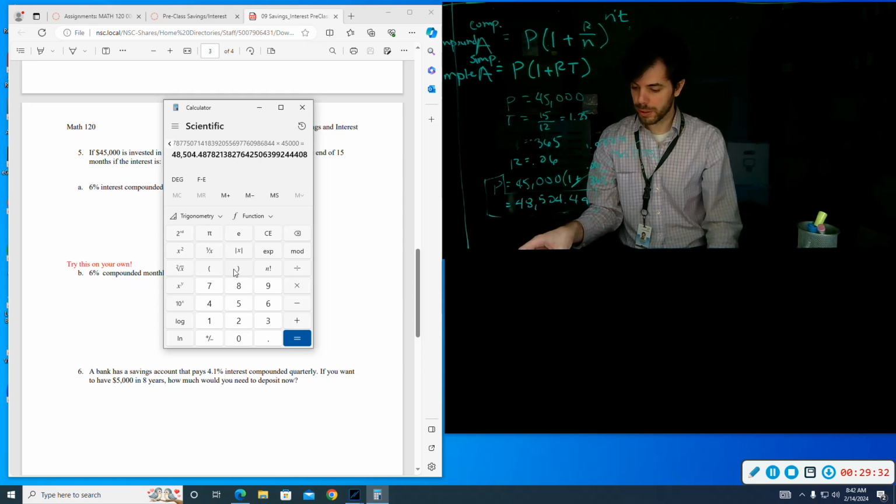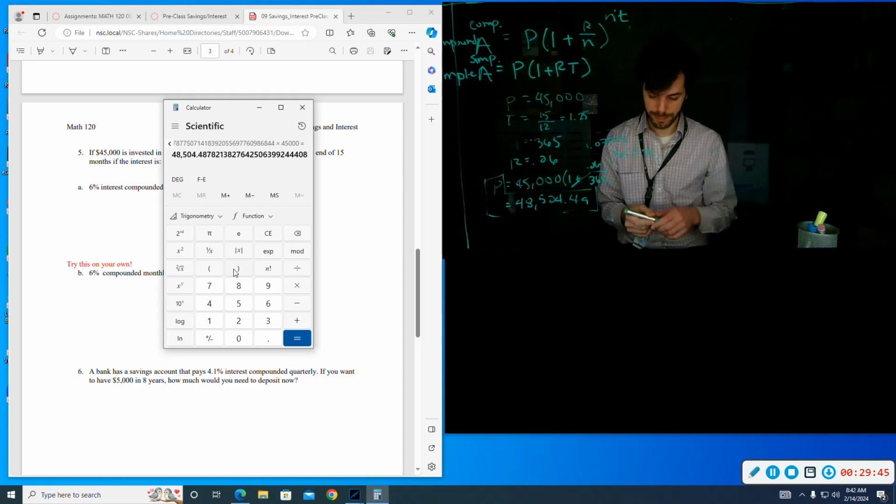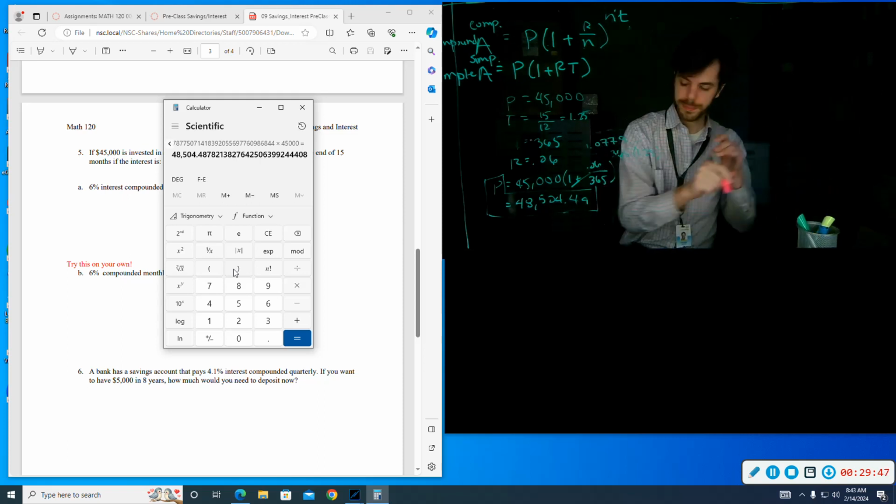So there we go. That's how interest works. This one we earned less interest overall because we didn't invest it for as much time, right? Only 15 months. The previous problem was 20 years. So you can kind of get an idea of how important time is for these investments, right? Awesome.